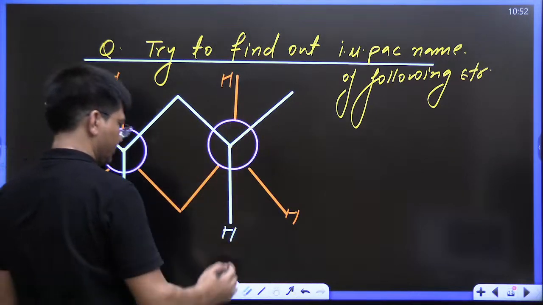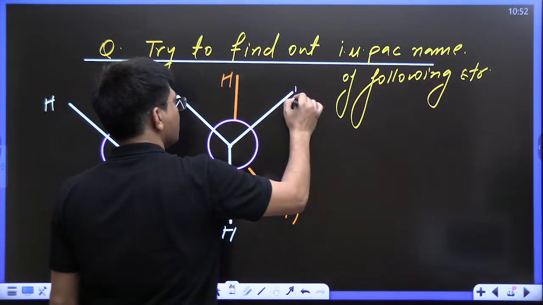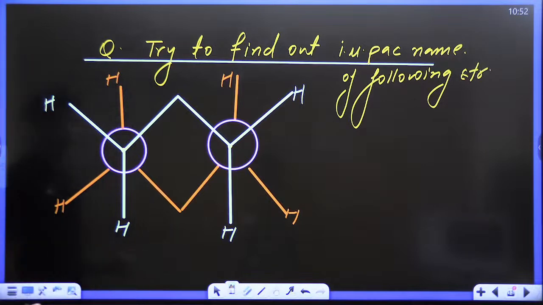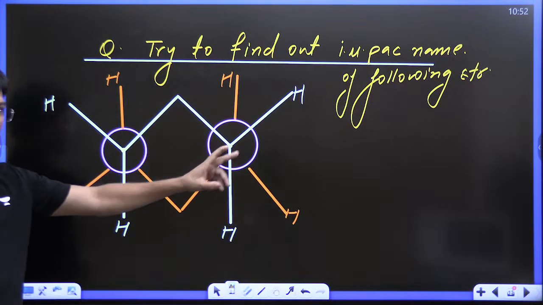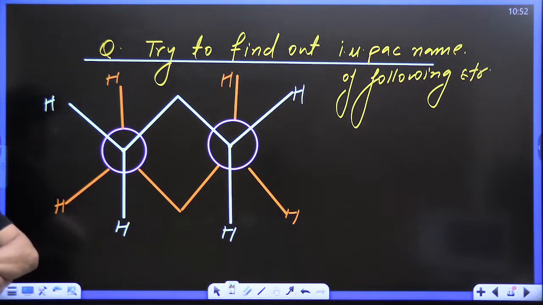One hydrogen is missing over here, so this is also hydrogen. So try to find out. This is the front carbon, that is the back carbon, this is the front carbon, back carbon. What is this compound? Everyone, do let me know.